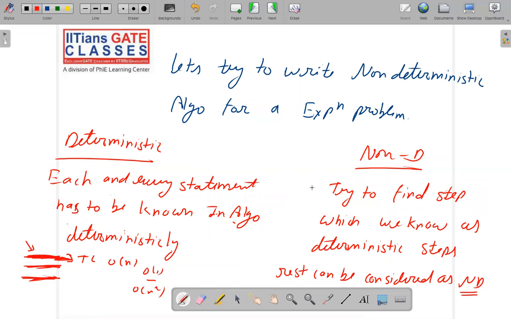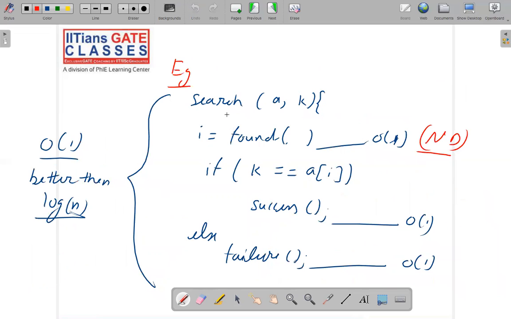Non-deterministic means for a few steps I know, and for other steps I don't know. So I just leave it there with some generic statement, or generic method, which some other person will solve, or I will solve in the future. So let's see an example here. For example, I'm searching for an element k in an array A. I will write the problem something like this: that I found the index I.